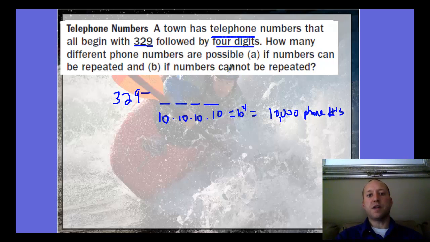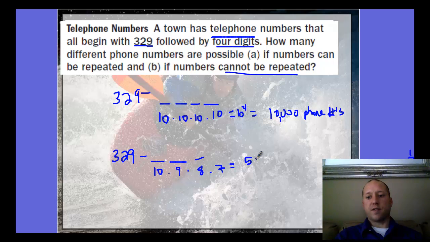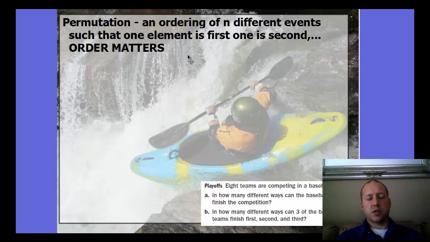There's another part to this. Part B is if the numbers cannot be repeated. If they cannot be repeated, that changes the problem a little bit. Now it's not 10 for all of these. Whatever number I use for the first digit, 10, I cannot use that number again for the second digit. So now I only have 9 possible digits to choose from. The third one is only 8, and the fourth one is only 7. So if I multiply that together, that's only 5,040 different phone numbers.